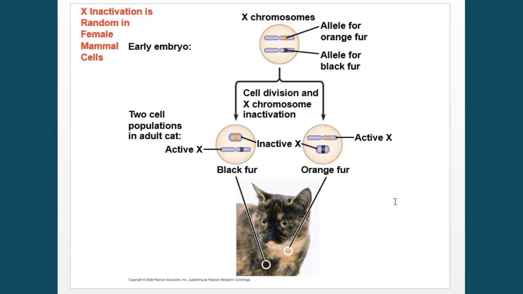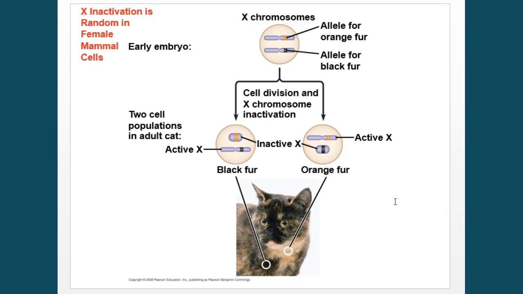Alright, X inactivation is random in female mammal cells. So you have an allele, let's use a cat for example. You have the allele for orange fur on one X chromosome, and an allele for black fur on your other X chromosome. So when cell division and chromosome inactivation take place, you have two cell populations in the adult cat. An active X for black fur, and then the inactive X has orange, and then the opposite, your active X has orange fur, inactive has black. And that's when they're a mosaic for the character because they are both expressed here.